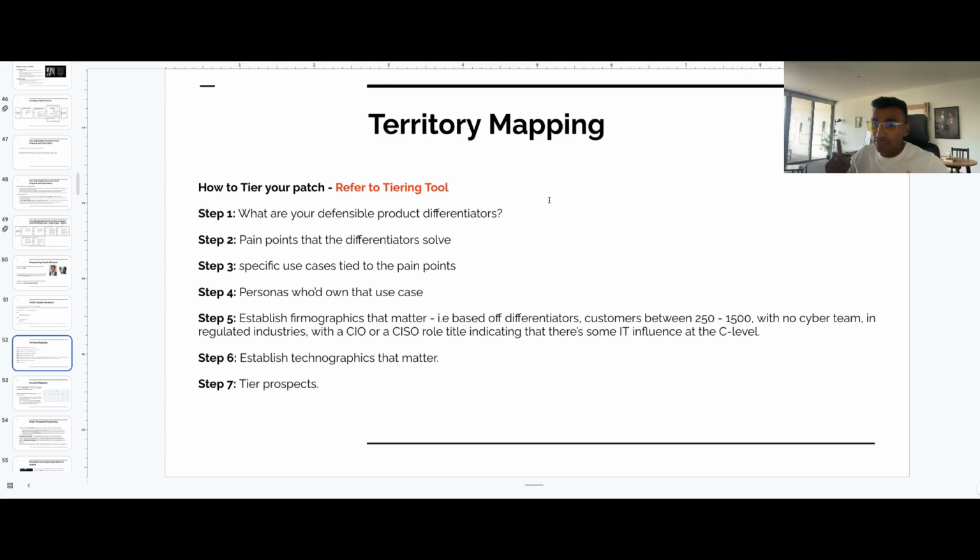So there are 7 steps to mapping your territory. Step 1, what are your defensible product differentiators? Step 2, what are the pain points that those differentiators solve? Step 3, the use cases tied to those pain points. Step 4, the personas who own those use cases. Step 5, the firmographics that matter. Firmographics are firm traits, and I'll show you what these are. Step 6, the technographics that matter. Step 7, you tier your prospects, okay?